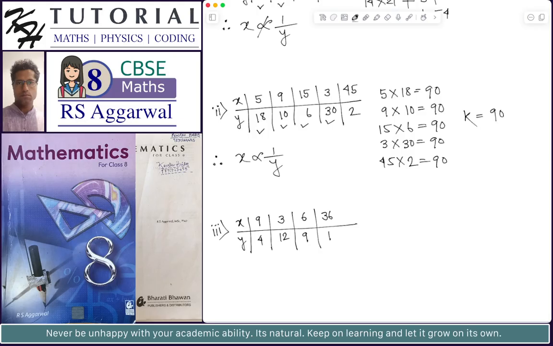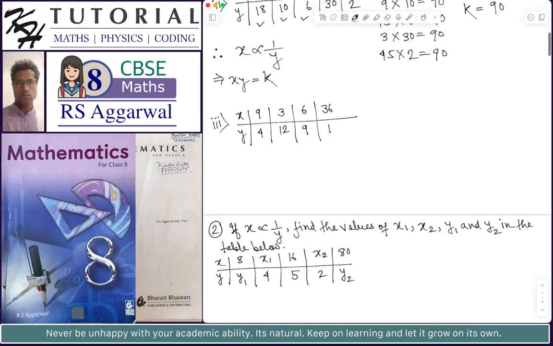The constant of variation is equal to 90 because when two quantities x and y are inversely related to each other, we know that the product x times y is a constant. In this table, for this data, we can say that the constant of variation or constant of proportion is 90. Okay, let's see the third table.